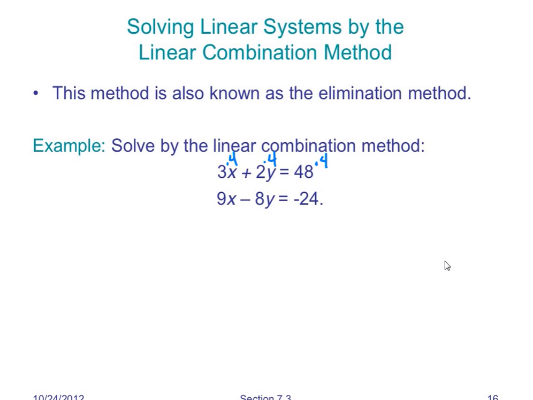So that's going to change my equation. So instead of 3x, I now have 12x. Instead of 2y, I now have positive 8y. And 48 times 4 is not something I know off the top of my head, so I'll multiply that real quick. 8 times 4 is 32. 4 times 4 is 16, plus 3 is 192. Now my bottom equation, I haven't changed.